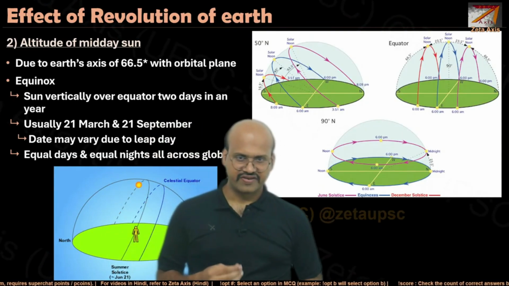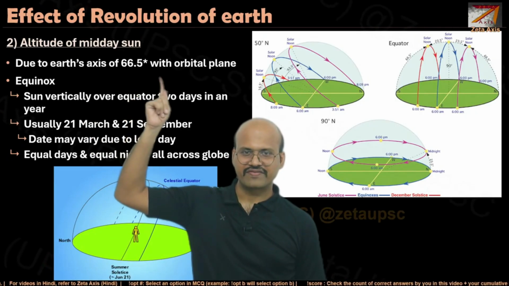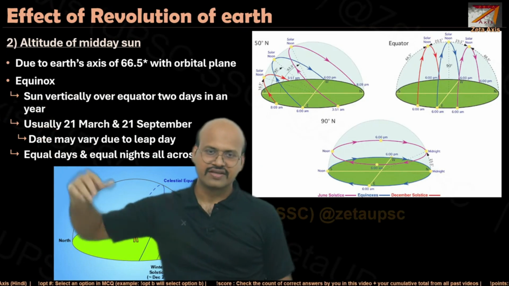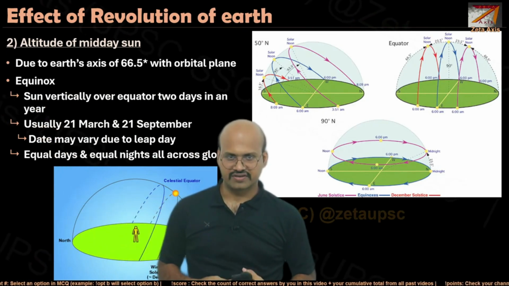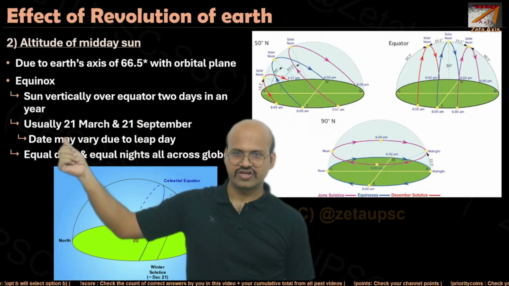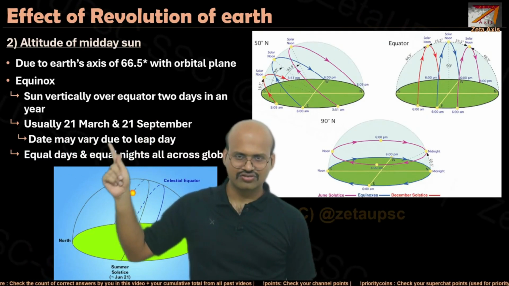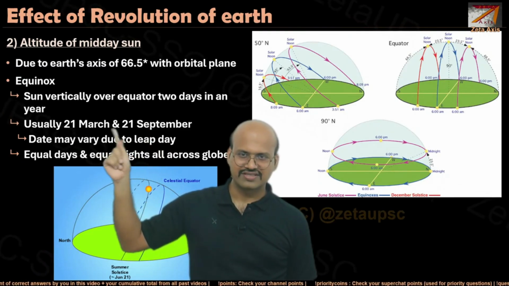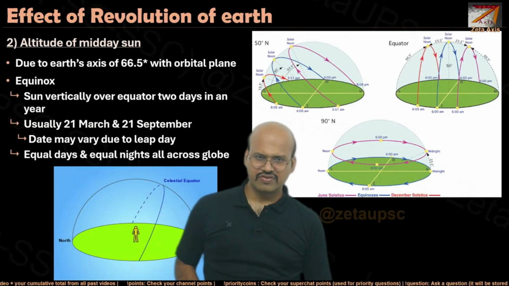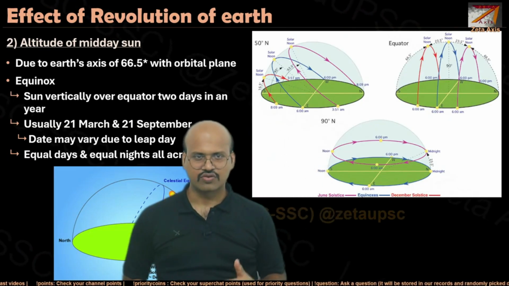Let's see this further with some figures. Due to Earth's axis of 66.5 degrees with the orbital plane, at equinox, that is when the sun is shining over the equator, the sun is vertically over the equator 2 days in a year, usually 21st March and 21 September. Remember, these dates vary because of the leap day, which causes these days to change a little bit. Equal days and equal nights all across the globe. So we have already seen that during the equinox we have 12 hour days and 12 hour nights.